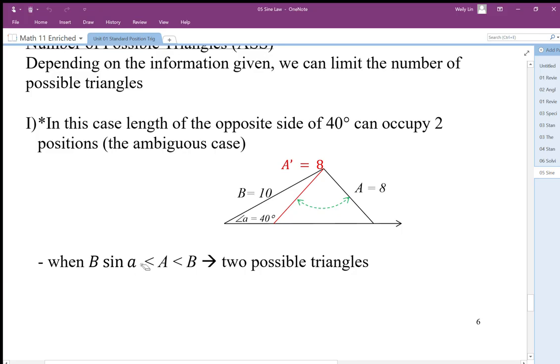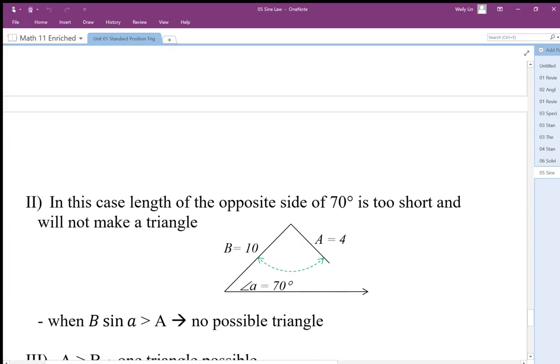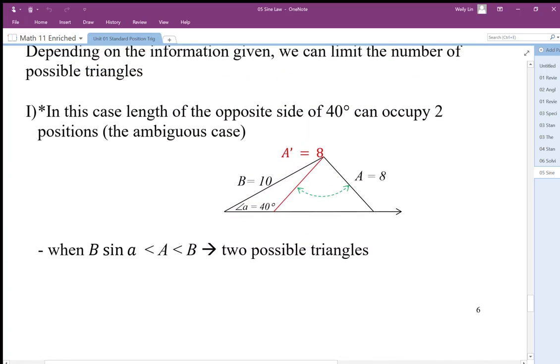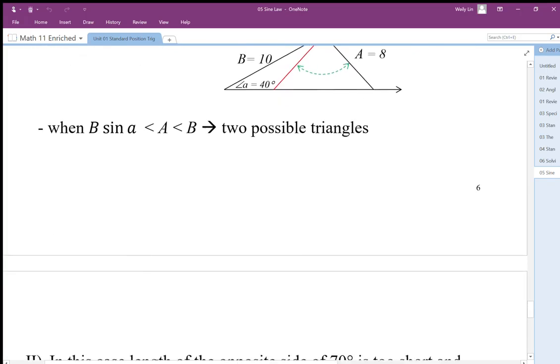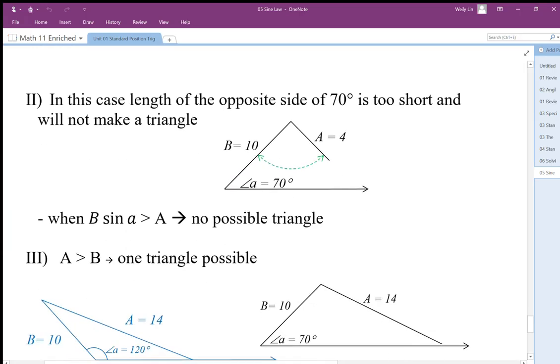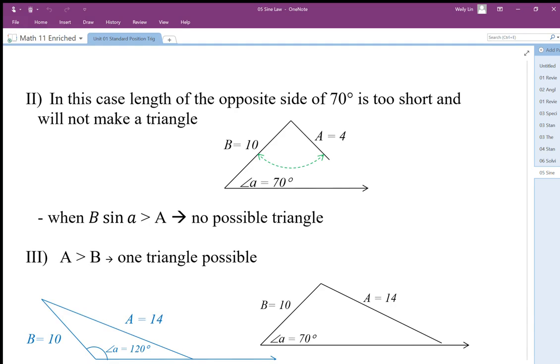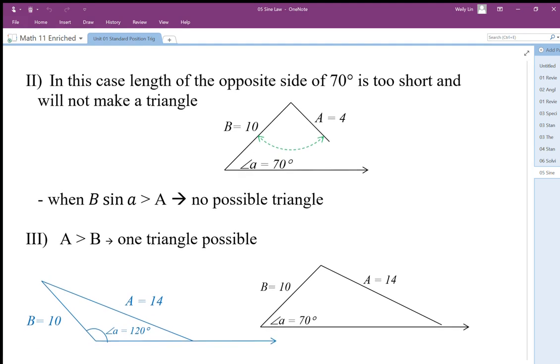So this is the formal way to do it, but the informal way is really just as good: this length of 8 is shorter than the length of 10. That's the normal case, where we can have two triangles. Now there are some other cases where we can't make two triangles, where the angle side-side information does not make two triangles, and one of them is this.